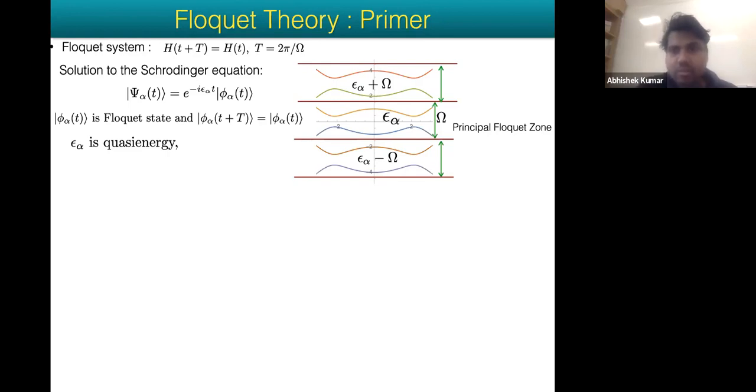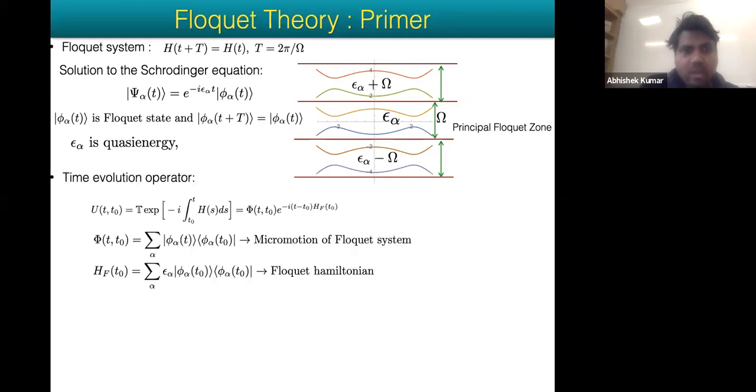And with this different omega zone, we call it the Floquet zone, and one of them is the principal Floquet zone, where there is no additional energy, just quasi energy. In this case, the time evolution operator can be decomposed into two parts.